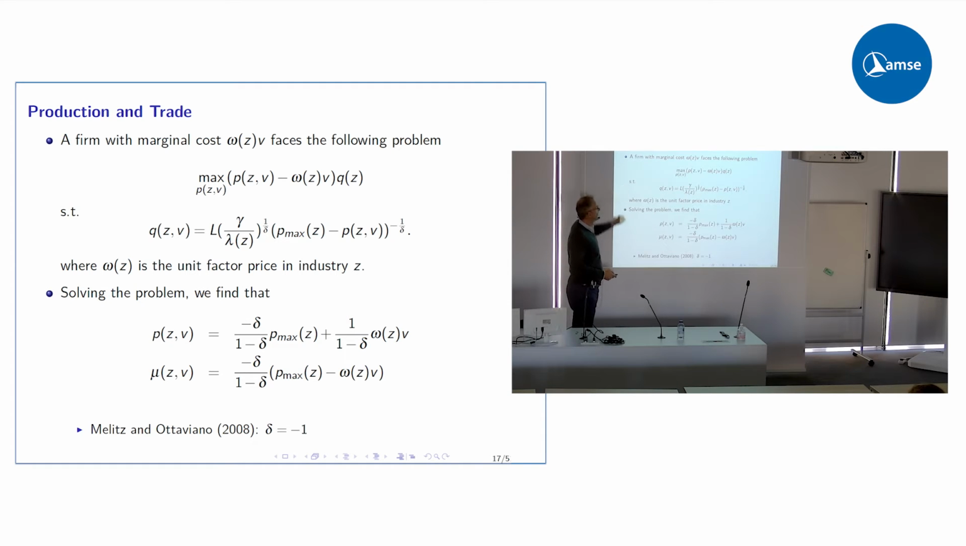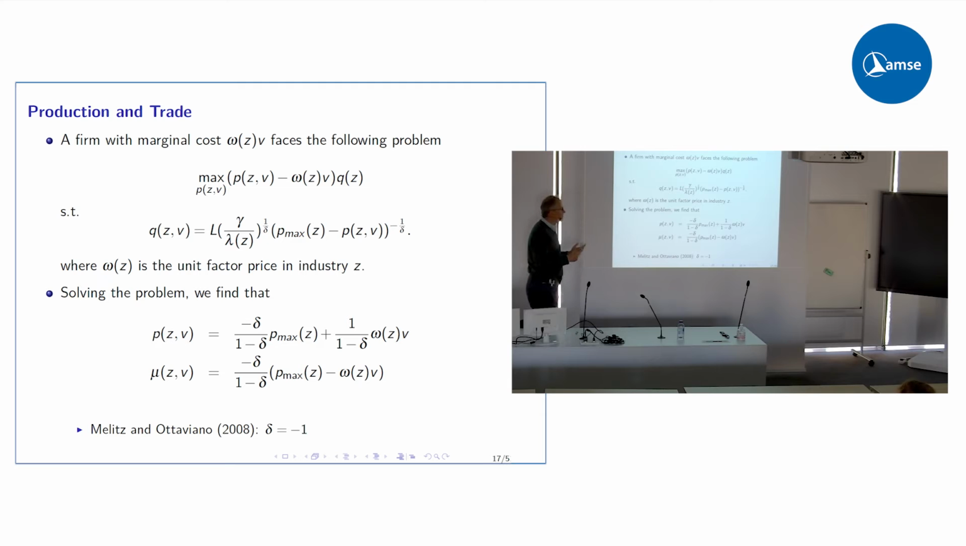Now, a firm that has a unit input requirement v for a given product, in order to produce has also to pay the factor price. And so this omega z is the price index of the factor bundle that the firm is using. So we were saying ex-ante we would have capital and labor. This is capturing the combination of the cost of capital and cost of labor that you need to use in order to produce 1 unit of output.